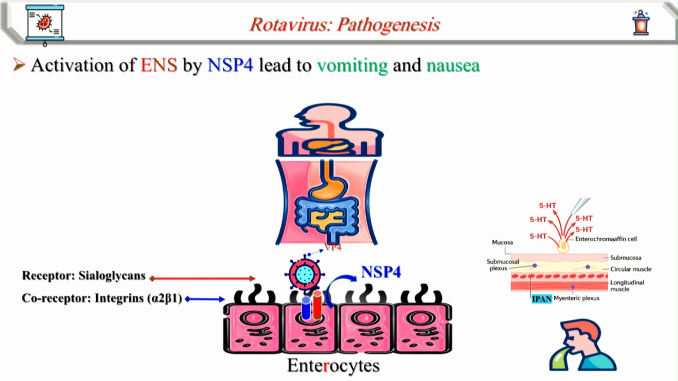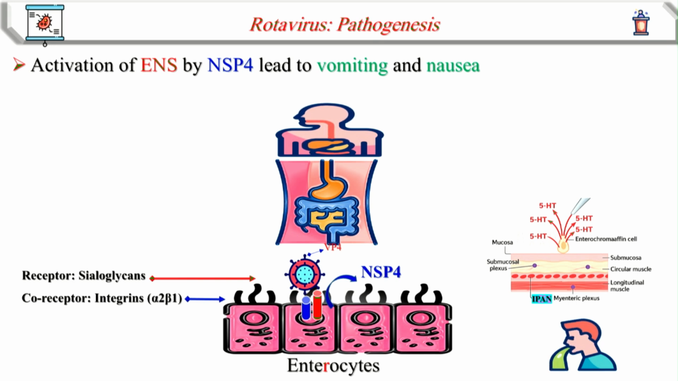Regarding the activation of the enteric nervous system, also by non-structural protein 4, this may lead to vomiting and nausea. Non-structural protein 4 plays an important role in stimulating enterochromaffin cells. These enterochromaffin cells, as we can see in this figure, are present in the intestinal mucosa. So it stimulates these cells to secrete serotonin, which is considered a neurotransmitter and can also be called 5-hydroxytryptamine. And the release of serotonin can lead to certain ramifications.